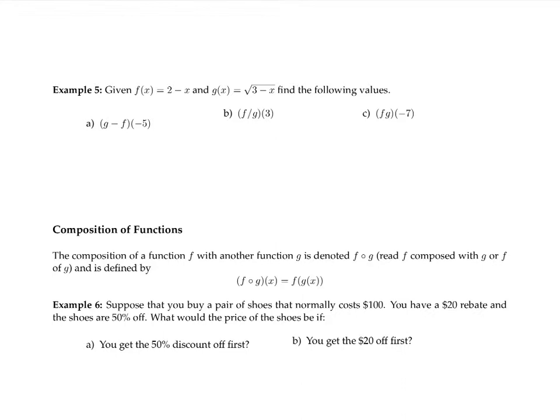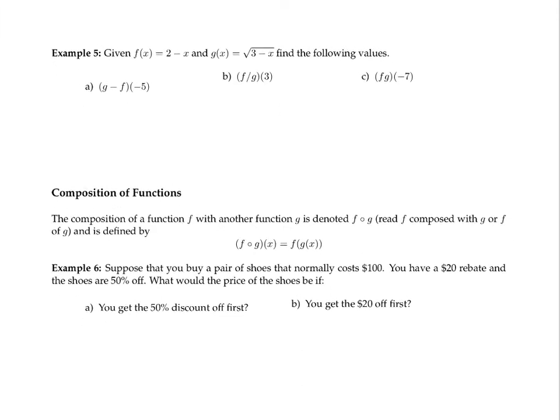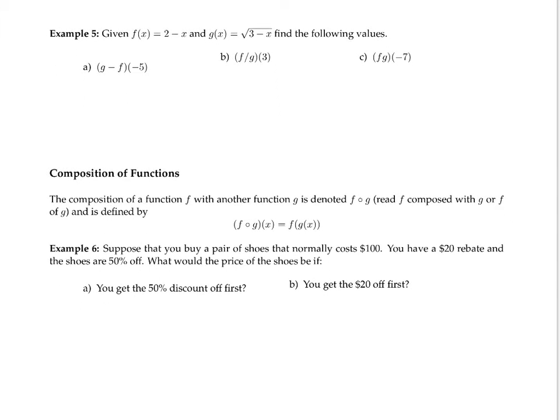So one more of these, and then we'll talk about this new thing called composition. So given f of x is 2 minus x, and g of x is root of 3 minus x, find the following values. So no domains, anything like that, just g minus f of -5. So that means do g of -5 and take away f of -5.